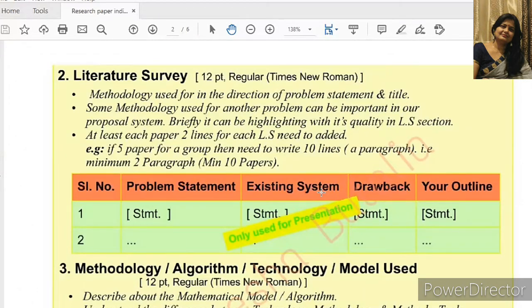So whatever methodology you use, you have to find similar problems using different methodologies. Some methodology used for another problem can be important in our proposed system. So in type 2 of problem, your idea is innovative, but you can find some related work, or study some algorithms which are capable of finding similar patterns useful for your problem statement. This you have to highlight in your literature survey.